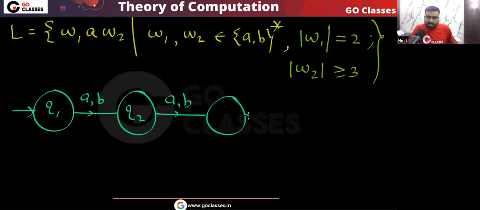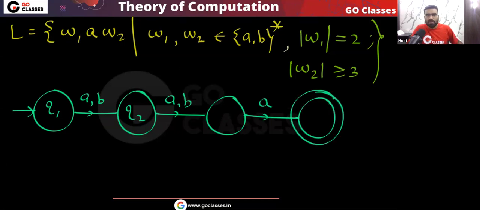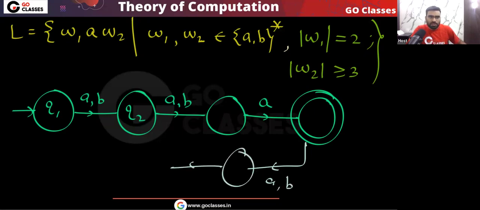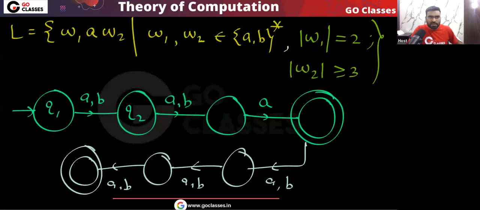Now, the third symbol must be A. Now, at least three more symbols should come. Remember, now either A or B should come. So one more symbol should come. Then one more symbol should come. Then one more symbol should come. Now anything can come. Now A, B, anything can come. This is the idea.